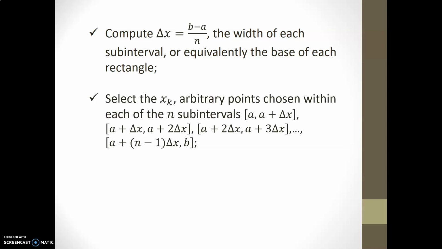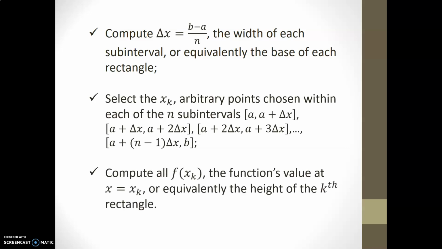Then we had to select xk, arbitrary points within each of the n subintervals of a, b, which themselves ranged from a to a plus delta x, and then from a plus delta x to a plus 2 delta x, and so forth. So basically we have n rectangles or n subintervals of width delta x that are listed in this description.